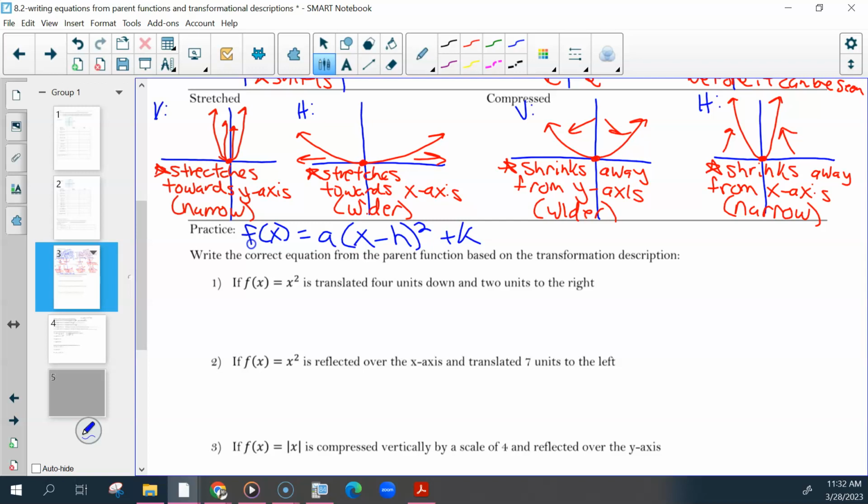So when earlier I said that the vertical things are going to be outside and the horizontal things are going to be inside, it was really referring to this. So if we know what the transformations are, if they're vertical or horizontal, then we can figure out where they go and start to write it. So let's start.